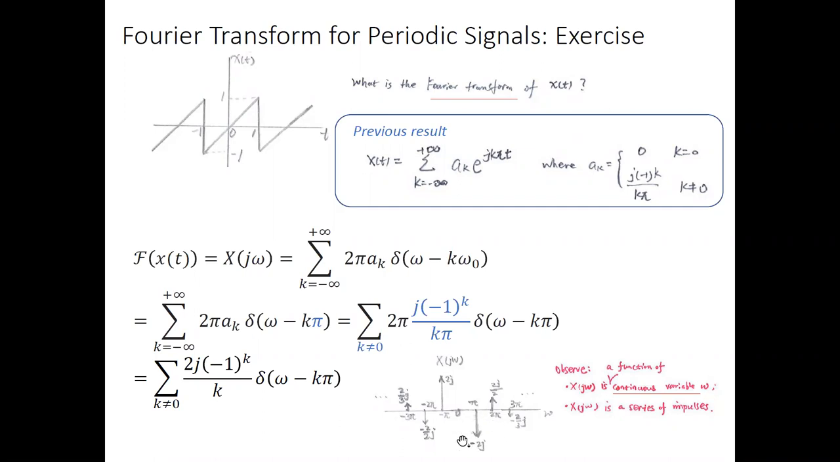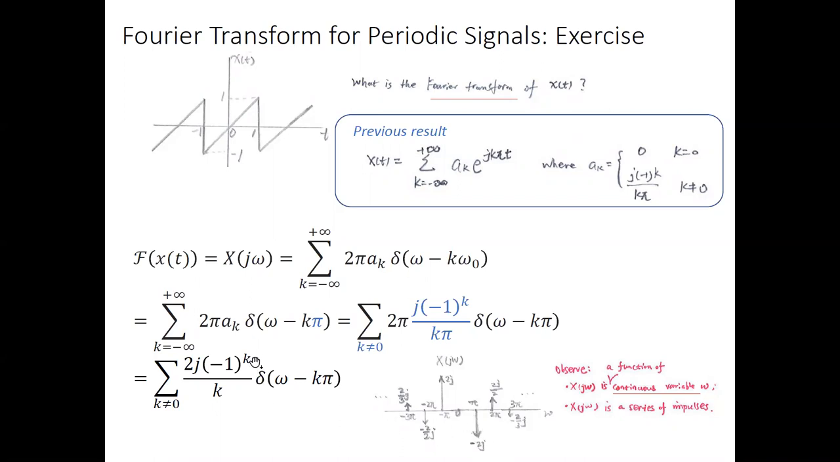So this is not a rigorous way to show it because of this j, right? We are not supposed to plot something with j on the real number domain like this. But this is just for illustration purpose, not rigorous. Minus 2j for this impulse.